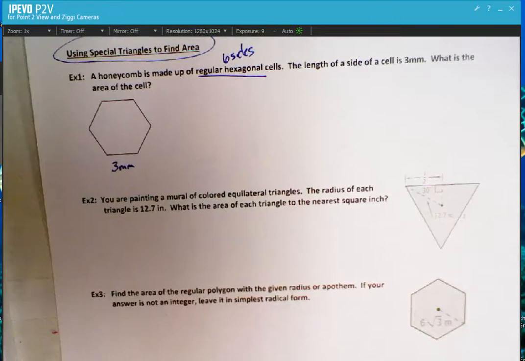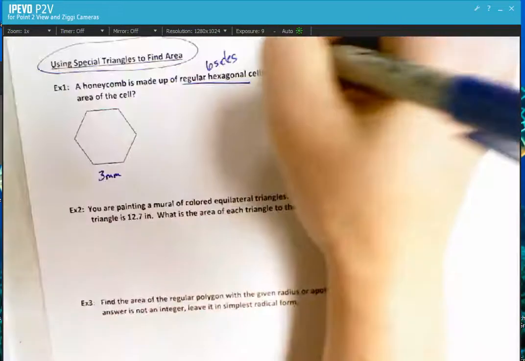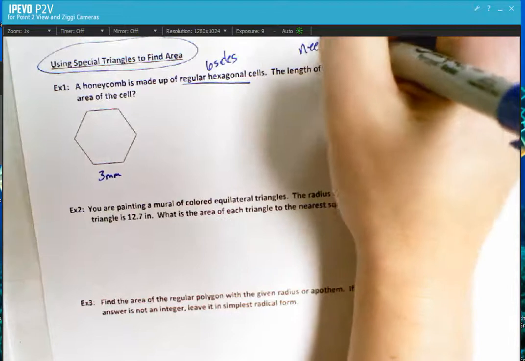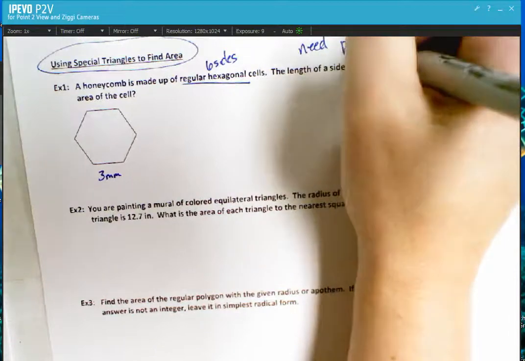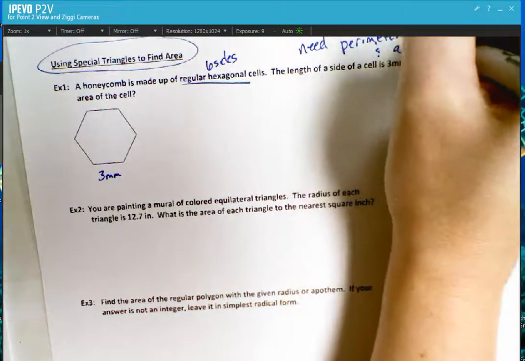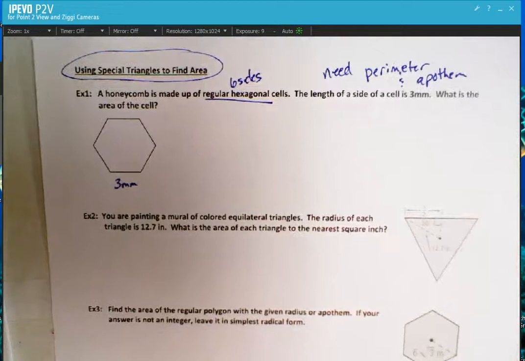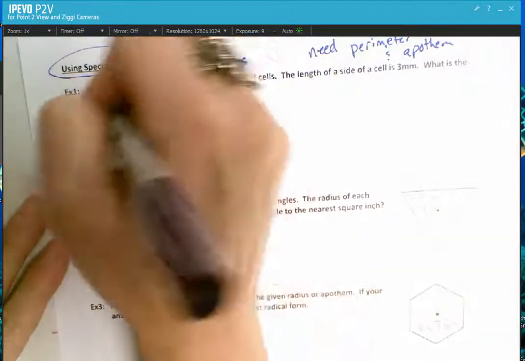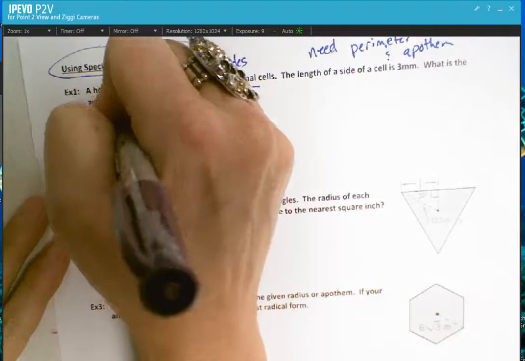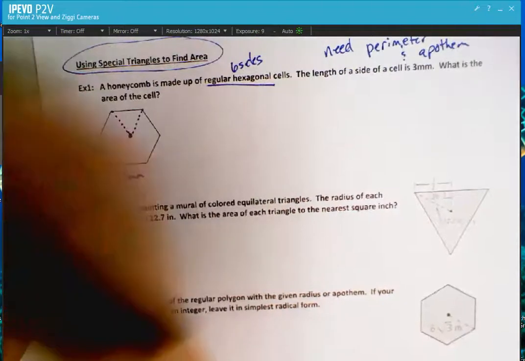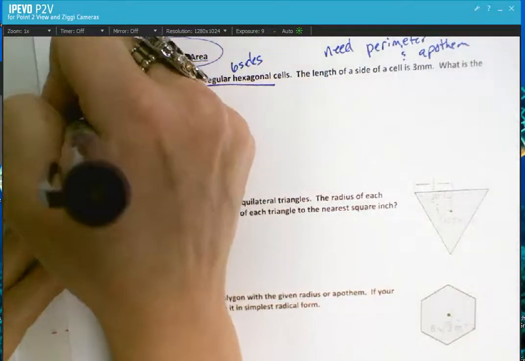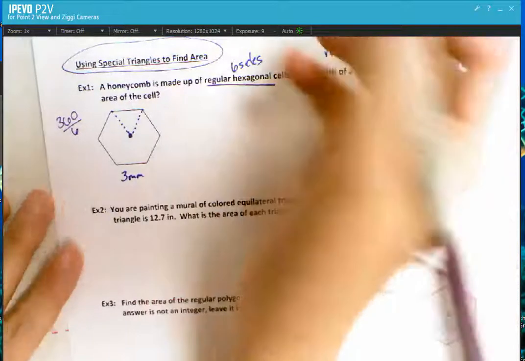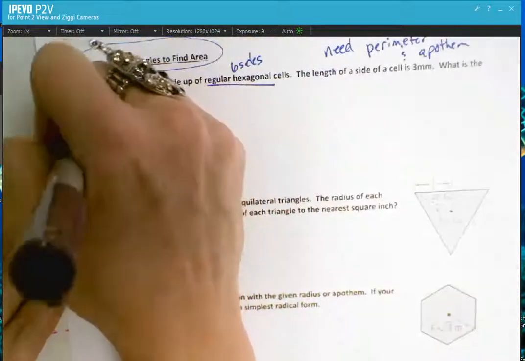In order to find the area, we need perimeter and apothem. Those are the two things you need in order to find the area. So we've got to start finding the pieces. So let's drop in some information. We know that the center creates central angles that are congruent. It's 360 divided by 6, which means that these are all 60 degrees.